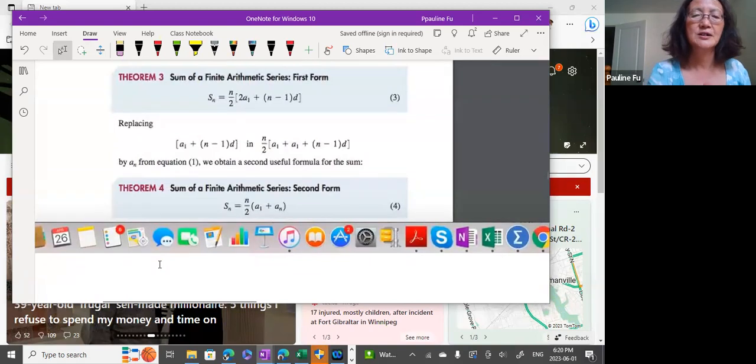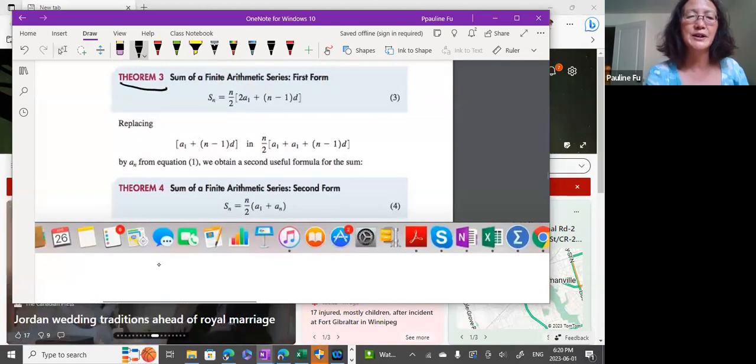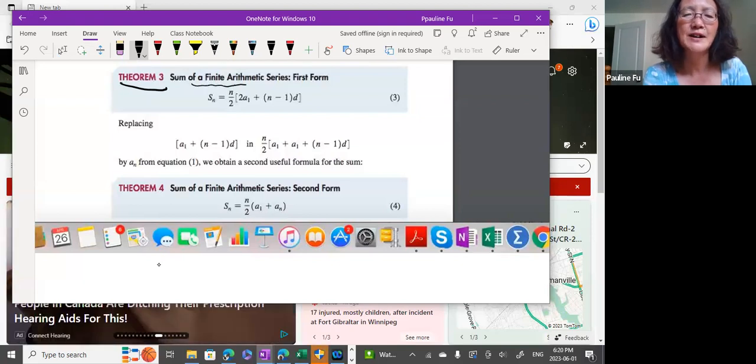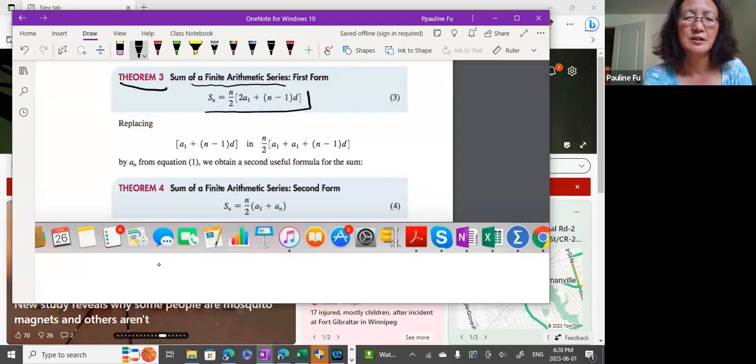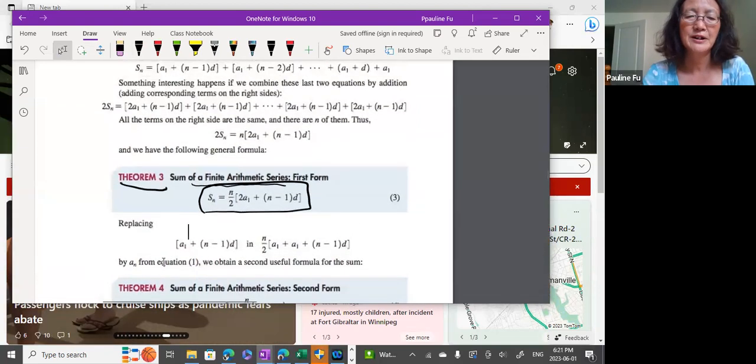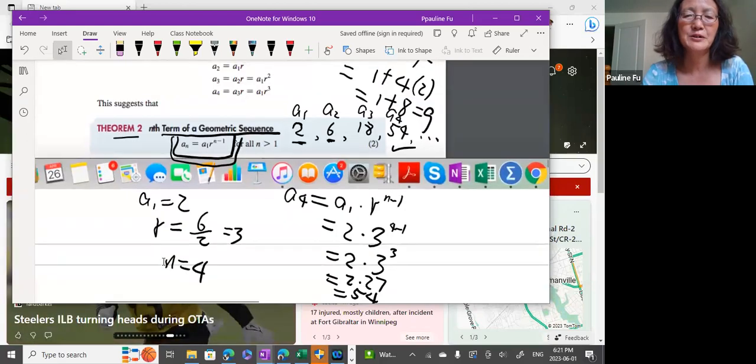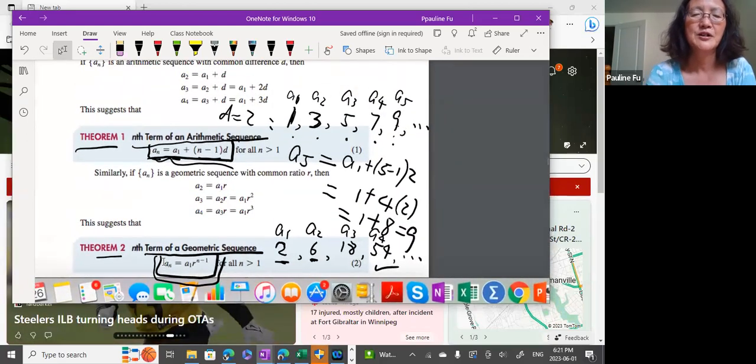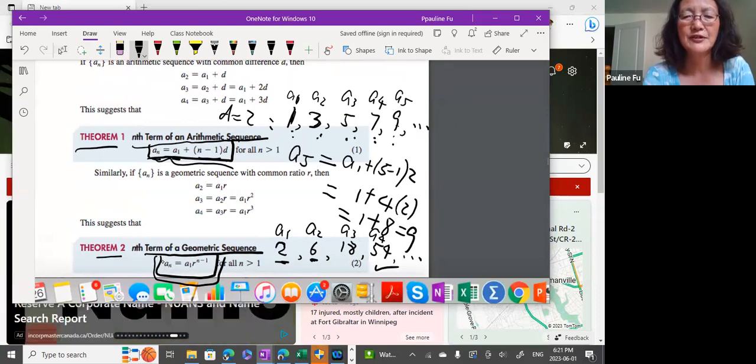All right. Now let's explain theorem 3. The sum of a finite arithmetic sequence is this formula. So let's do an example. Again, I will use the example I used before: 1, 3, 5, 7, 9.